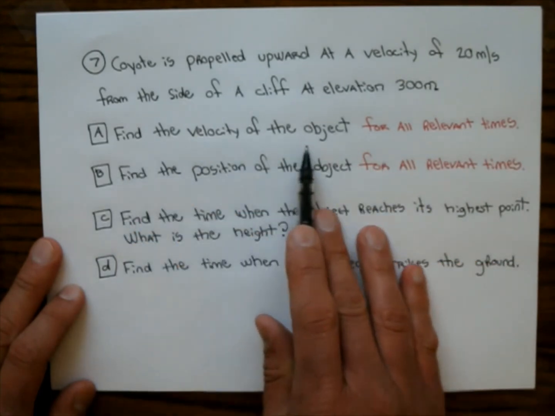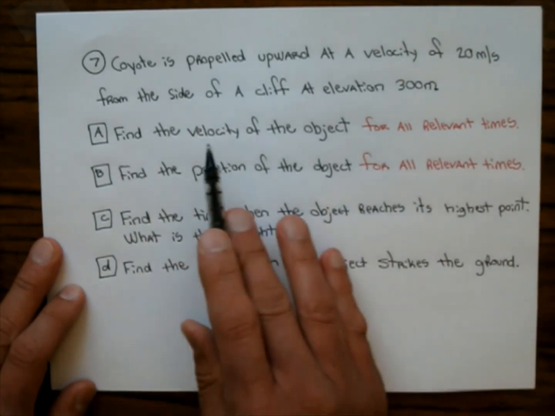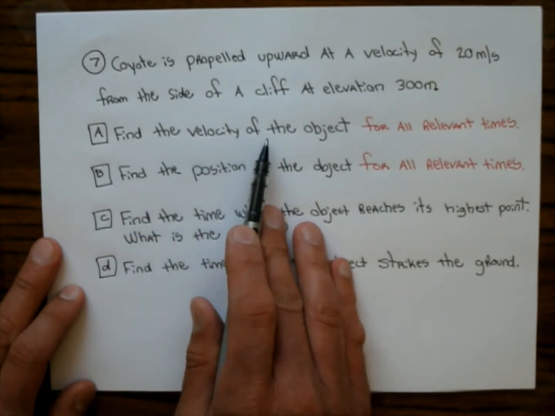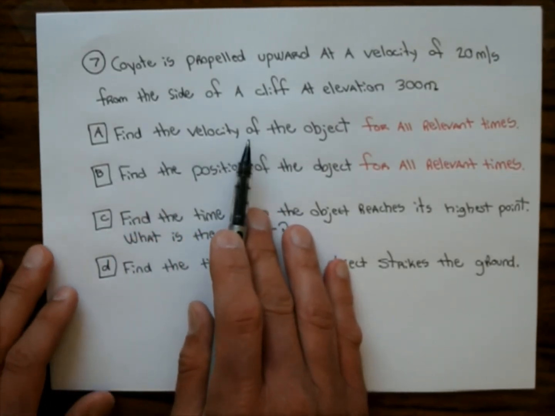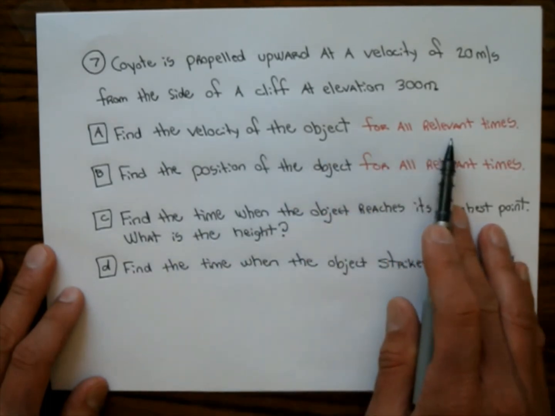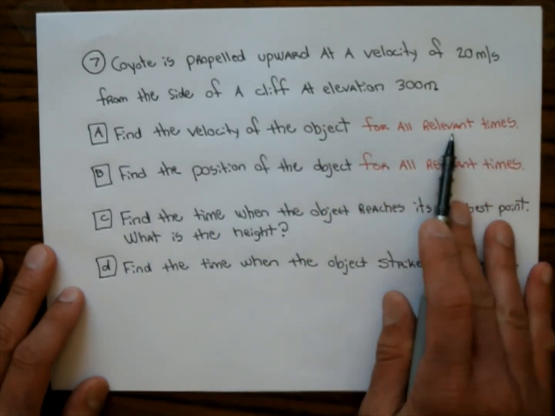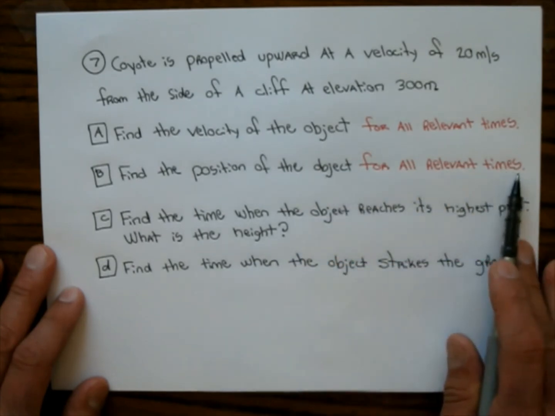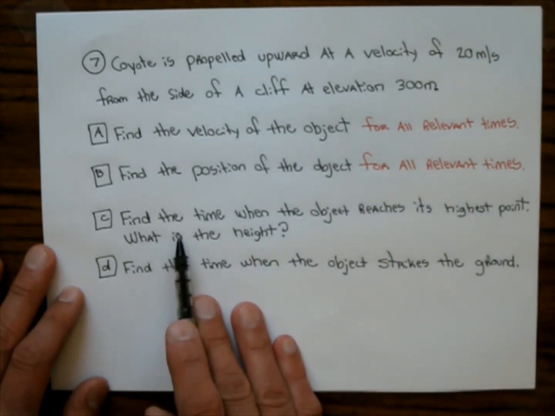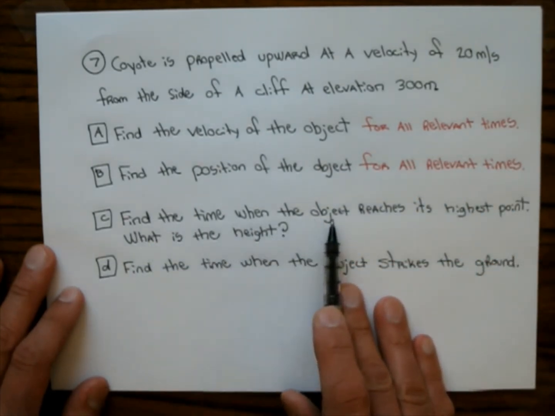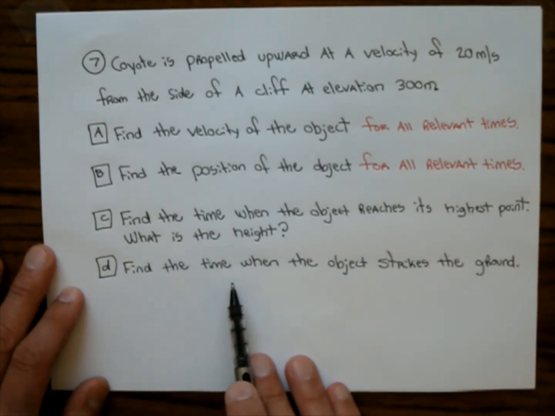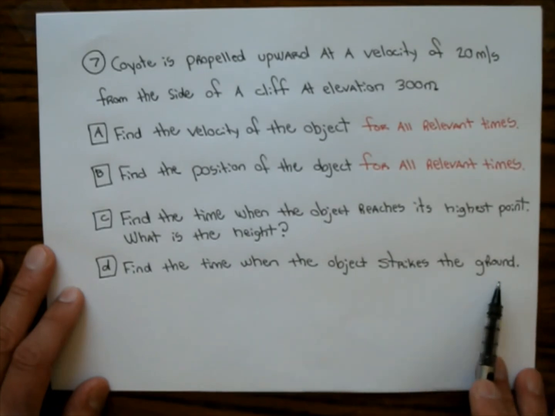That's kind of a weird thing that the book puts there. I mean, find the velocity of the object or find the velocity function is actually a more standard way of asking this. But I put that in there to show you that's what the book says. Find the position of the object for all relevant times. Find the time when the object reaches its highest point. What is the height? Find the time when the object strikes the ground.